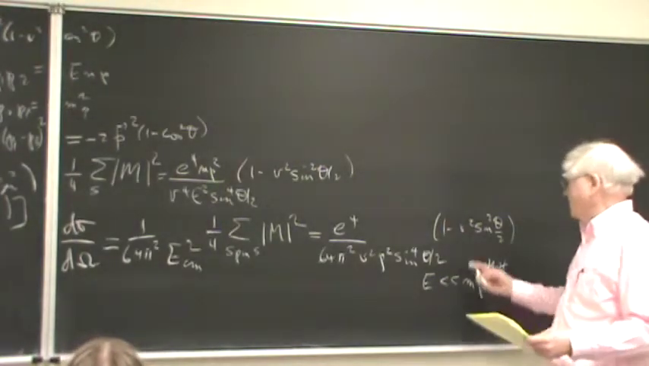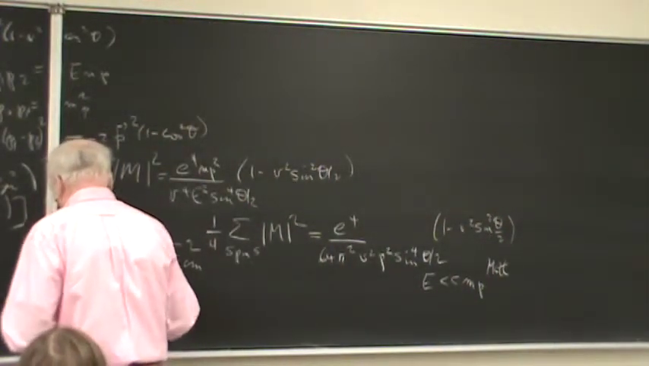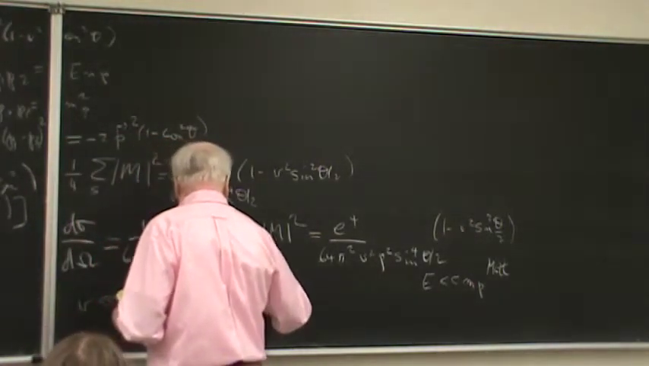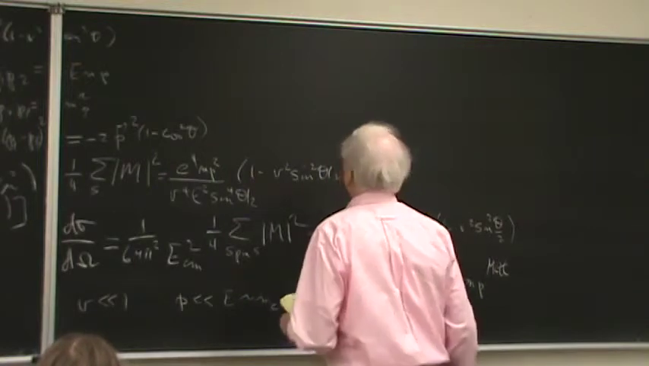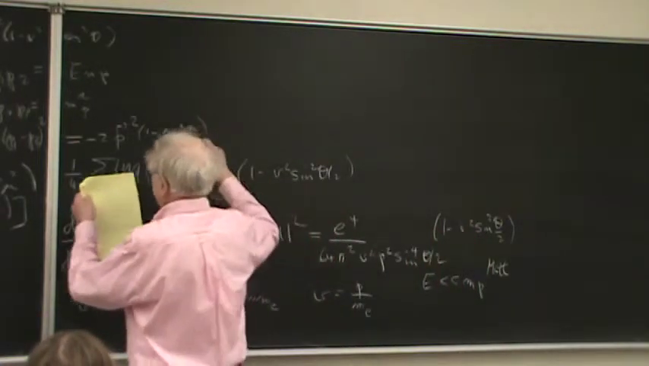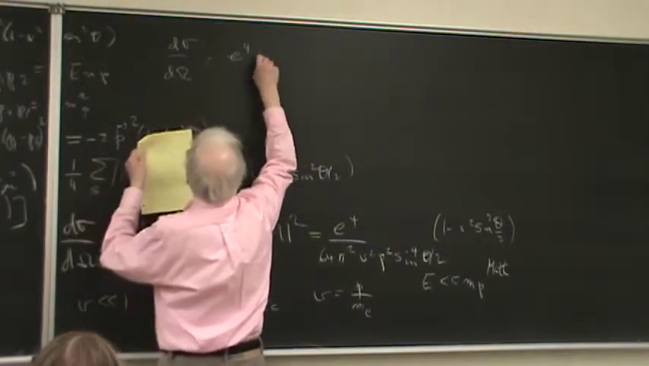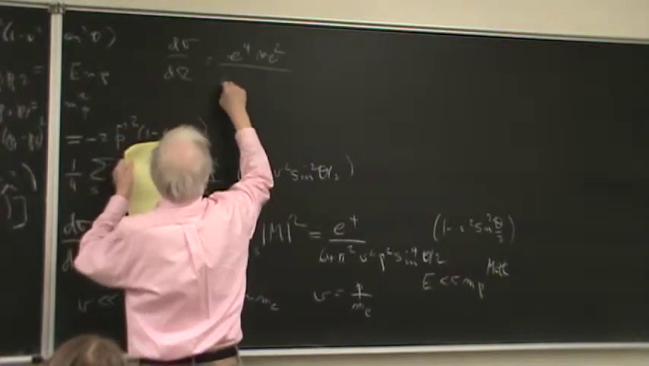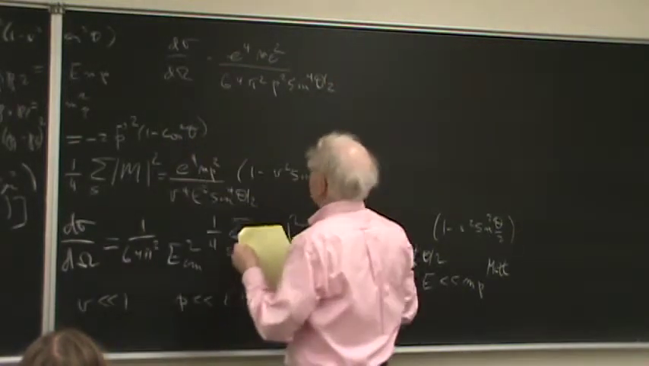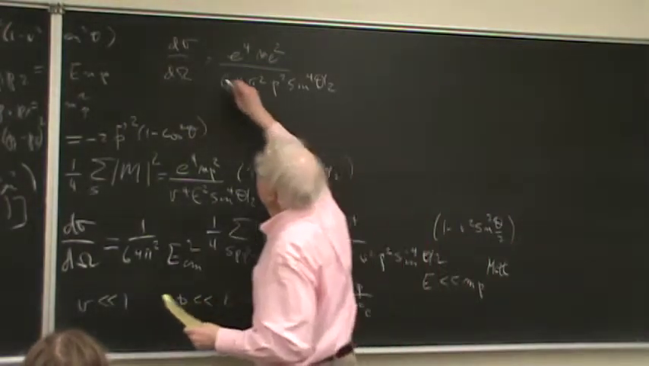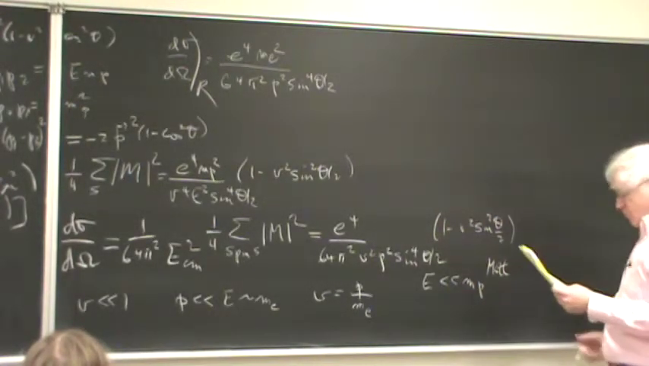Now, if we make a further approximation and say that V is small, V much less than 1, P much less than E, which is approximately the mass of the electron, and then V is P over m_e. At this point, we return to the Rutherford cross-section, and we get dsigma/d omega is e to the 4th over 64 pi squared v squared p squared sine 4 theta over 2. So this is the Rutherford formula. So it is for low energy electrons scattering off infinitely massive protons.